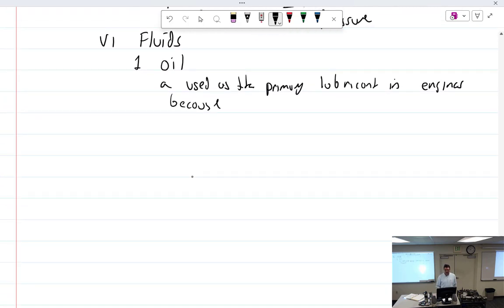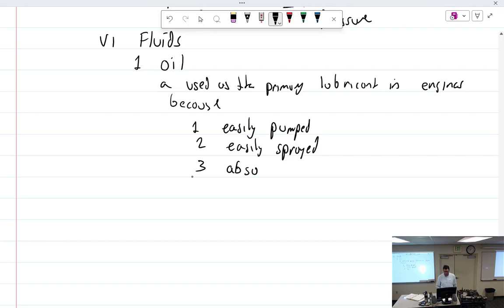Because it has a lot of nice features. It is easily pumped. Builds up pressure. It's easily sprayed. We have the piston cooling nozzles where it sprays. We have the connecting rod ends where it sprays. It absorbs and dissipates heat. So it makes a nice coolant.